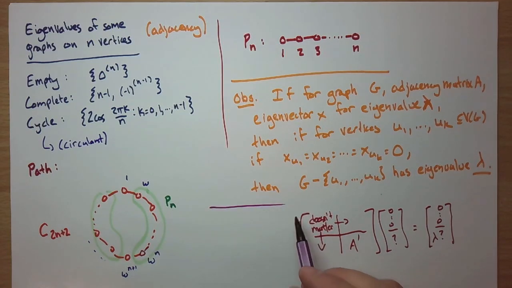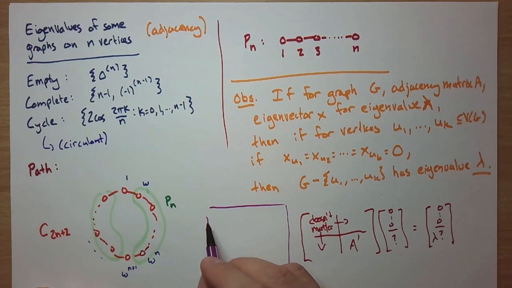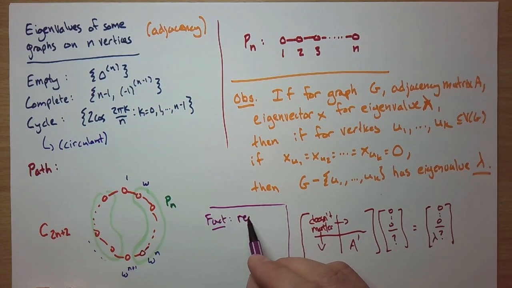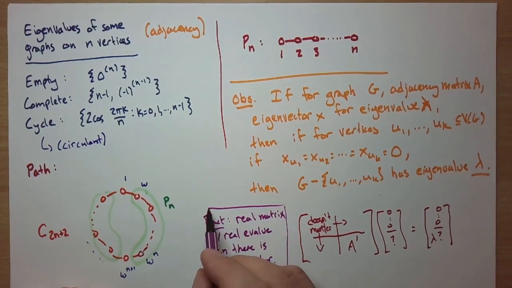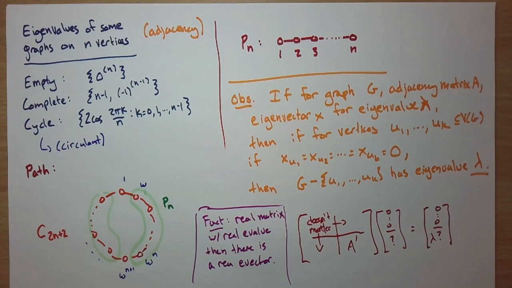I don't know if we wrote it down. We'll write it down now. Fact: you have a real matrix with a real eigenvalue. Then there is a real eigenvector. That's not very surprising. It doesn't take much to prove this fact. It's a good warm-up exercise for undergraduates. Even for graduates, sometimes it's a good warm-up exercise.